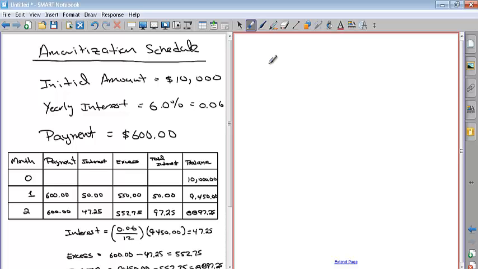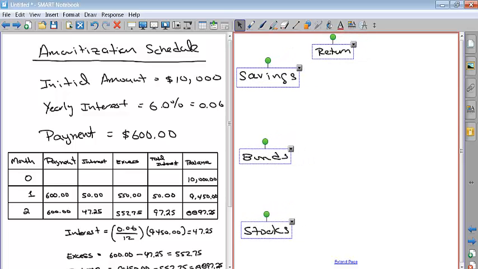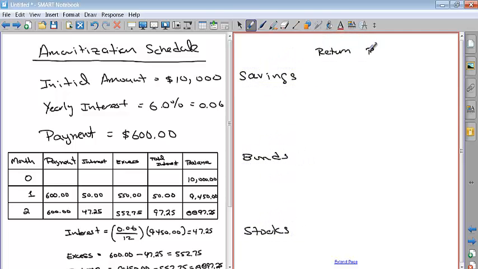There are three basic kinds. There's savings, there's bonds, there's stocks. And they have different returns. There are three things you want to look at. We'll look at return, which is how much interest you basically get. You have risk, meaning what's the chance of me losing money?